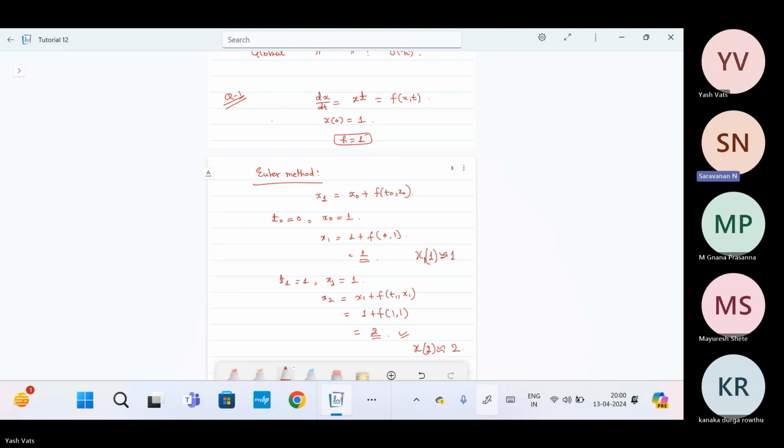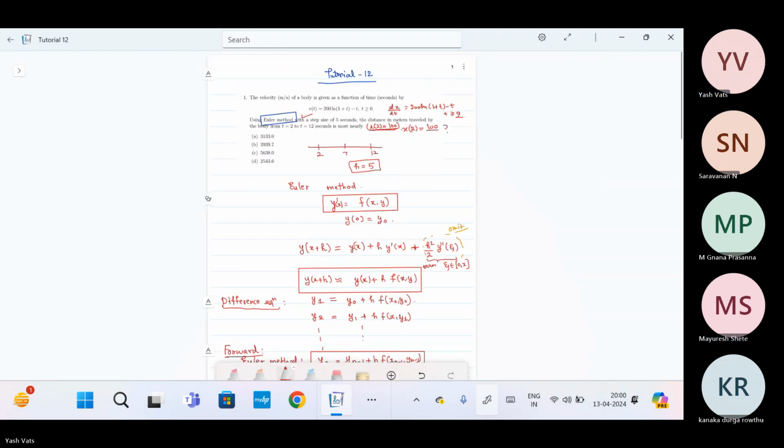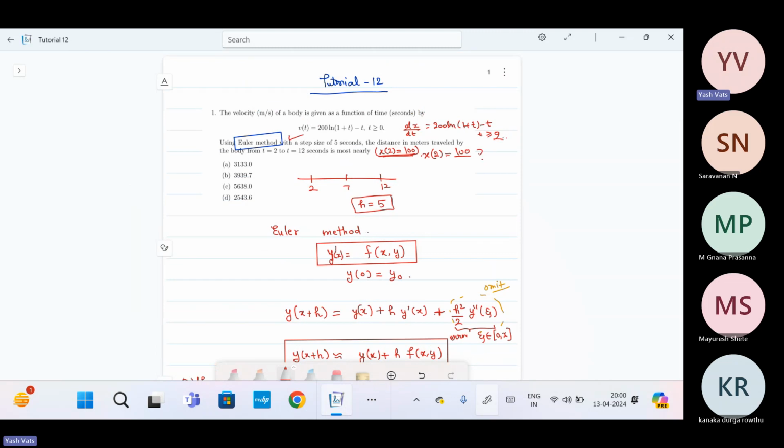If they are asking, the question is something like with a step size of 5, the distance traveled by the body from 2 to 12 seconds. There the question is different. Okay. Here, we know the velocity and distance from t equal to 2 to t equal to 12 seconds. So basically you need the distance at 2 seconds and the distance at 12 seconds and you just need to subtract both of them, right?